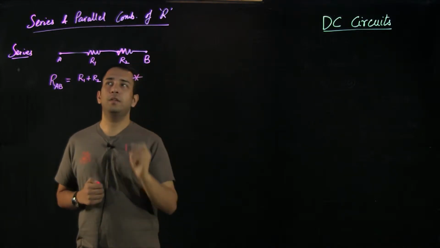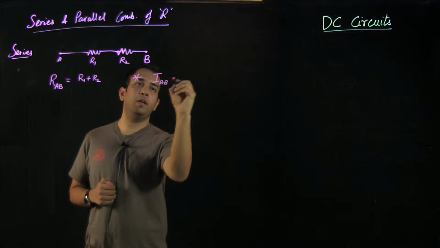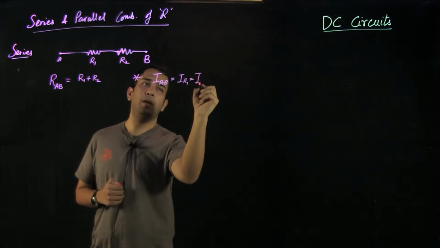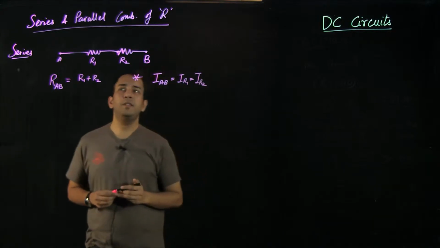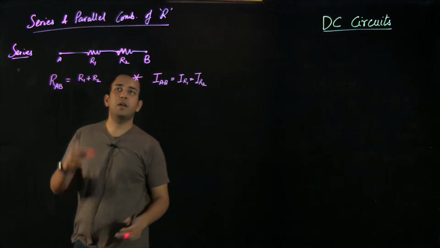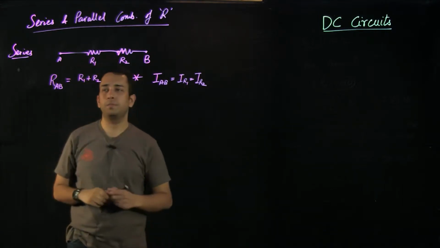The first one is that IAB equal to IR1 equal to IR2. It means that the current which is flowing across the branch AB is same as the current flowing through R1 and same as the current flowing through R2.